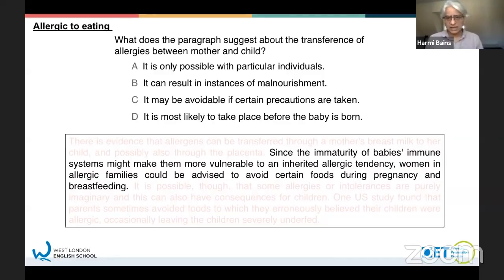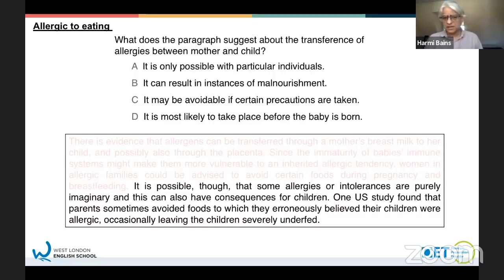The second sentence here gives us a bit more information, and it's really just telling us that when a baby's immune system isn't properly developed, they're vulnerable to allergies. So sometimes if you've got an allergy and you're pregnant, you're probably better off avoiding that allergy. That's all it's really telling us. Then the final two sentences talk about an American study where some people thought they had allergies. They got that word erroneously, so they were wrong. They didn't actually have allergies, and they avoid giving their children food because they think they're allergic to it. And what happens is their children are severely underfed then.